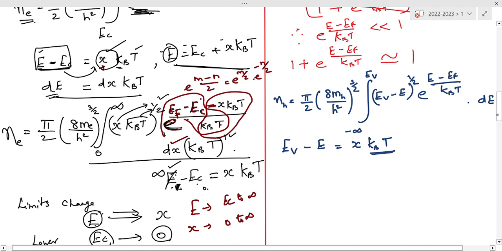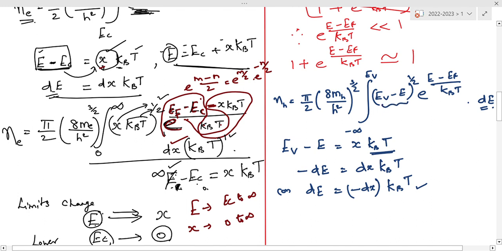So we are going for EV minus E is equal to x kBT, differentiating E with respect to x. Therefore, we get minus dE is equal to dx kBT, or dE can be replaced by minus dx kBT. So instead of this dE, we need to substitute minus dx kBT. And then EV minus E can be replaced by x kBT. And then E should be replaced by EV minus x kBT.